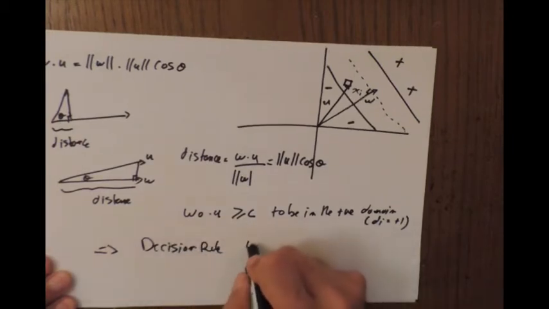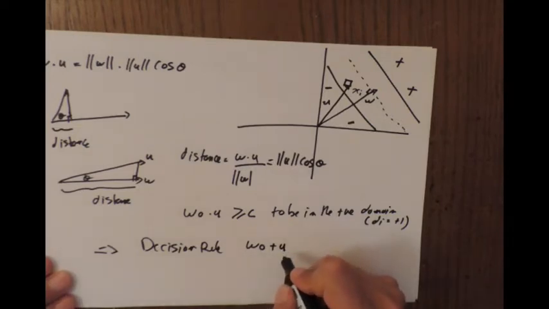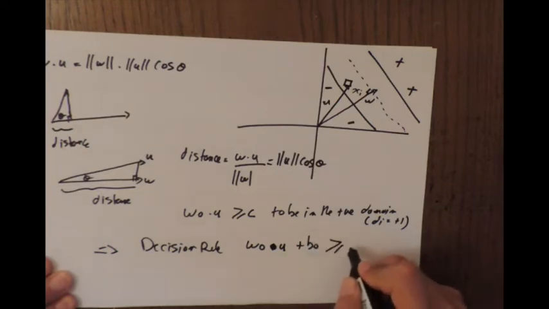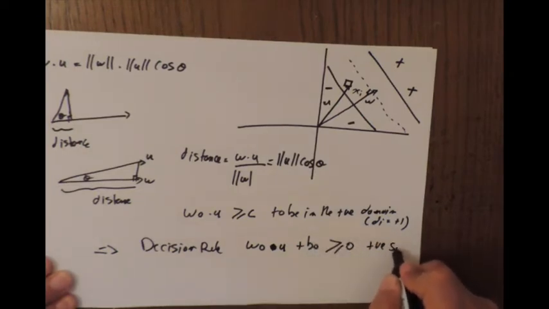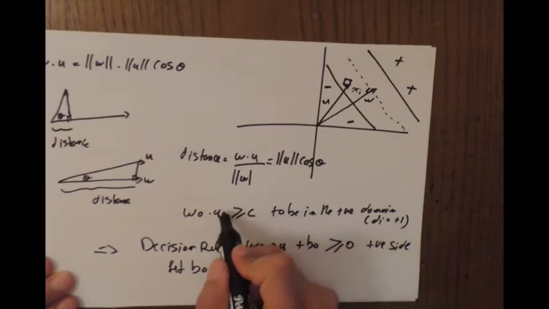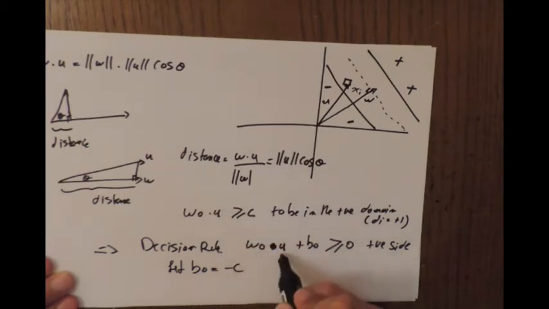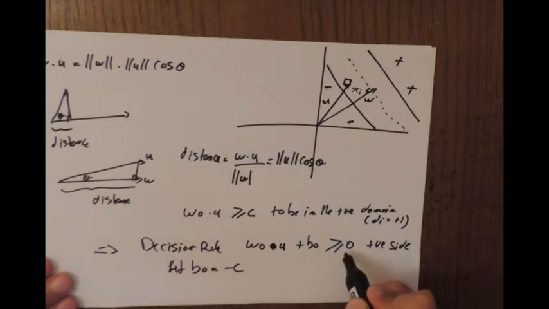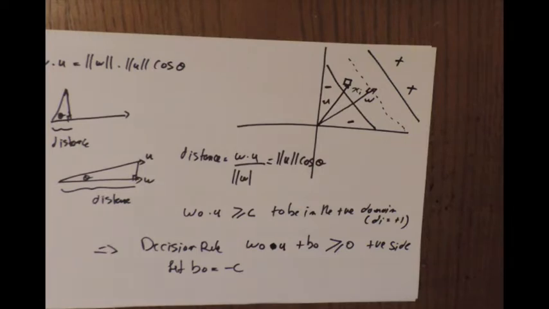which indicates that if I have W0 dot U plus B0 is greater or equal to 0, it is on the positive side. I get this by letting B0 equal minus C, so I can substitute for B0 here. I bring the C to the other side and then have W0 dot product U minus C is greater or equal to 0, where B0 is equal to minus C. So now the question becomes: what are the optimal values for W0 and B0 to have this separation?